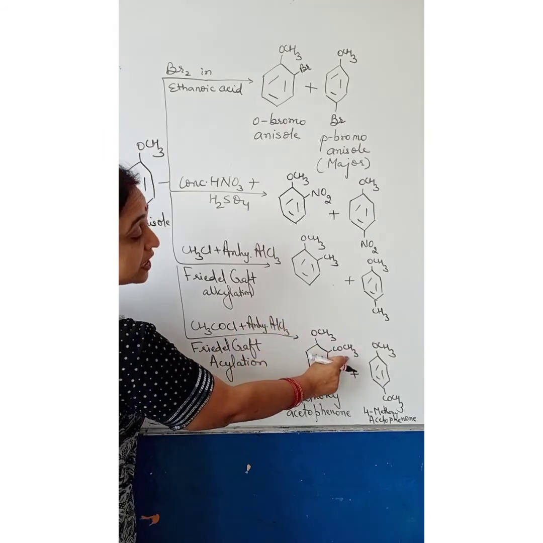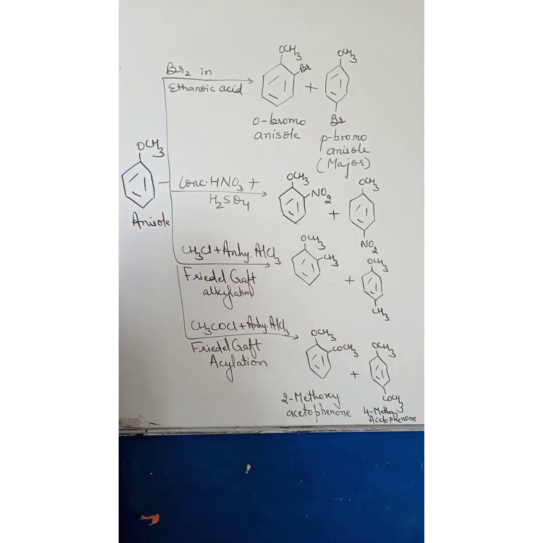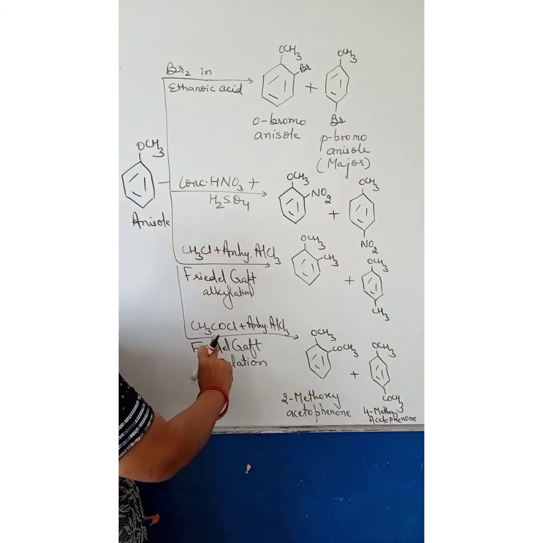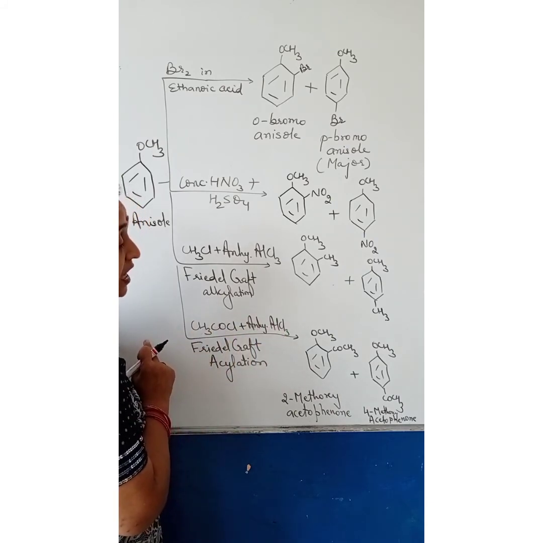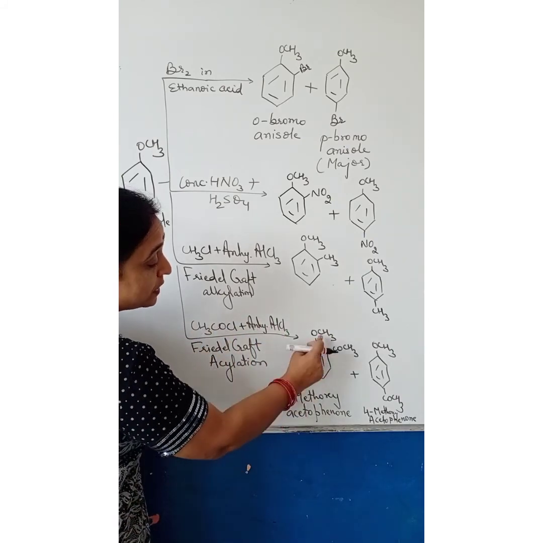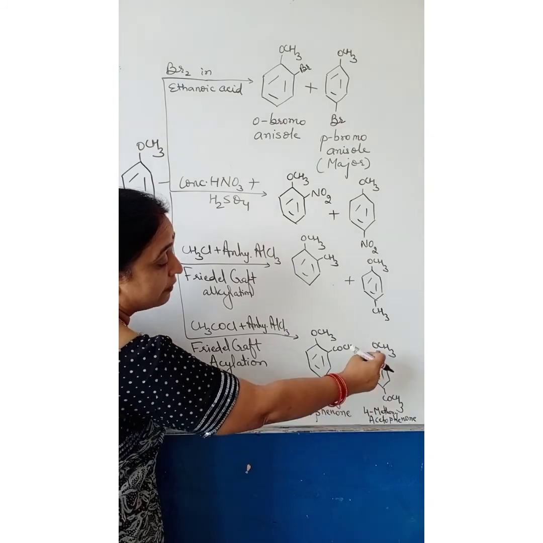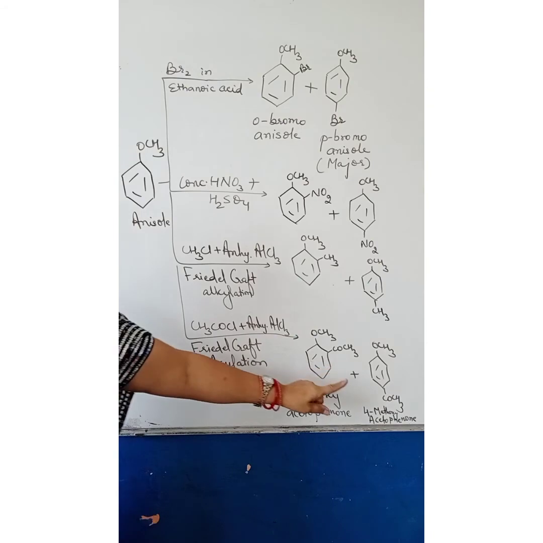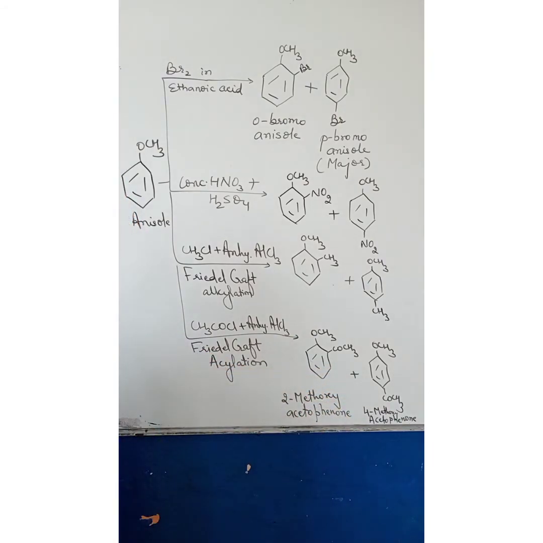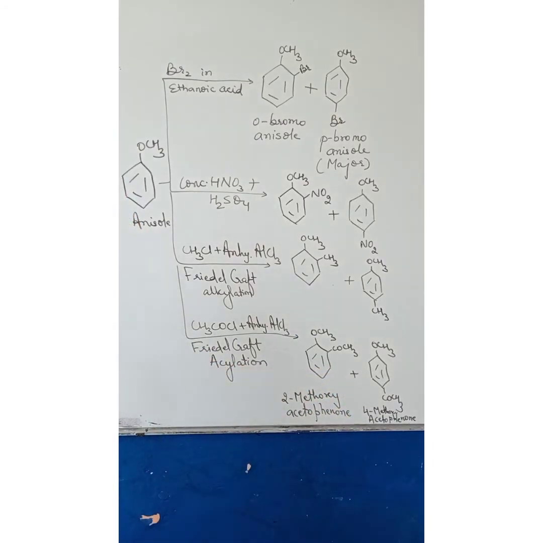The acyl group gets introduced in the benzene ring at ortho and para positions. So, on treating it with acetyl chloride and anhydrous AlCl3, we get 2-methoxyacetophenone and 4-methoxyacetophenone, out of which 4-methoxyacetophenone is the major product.